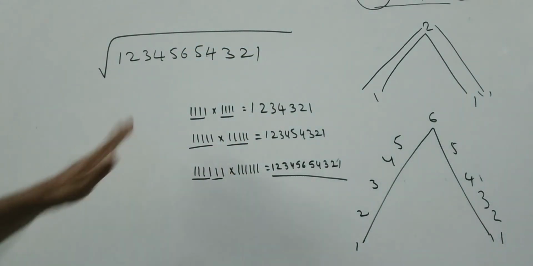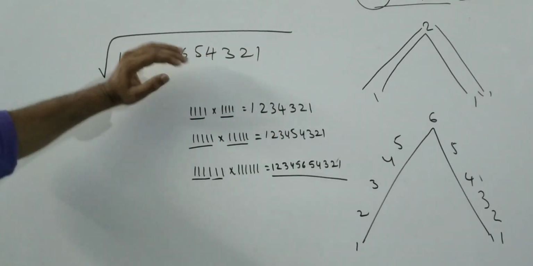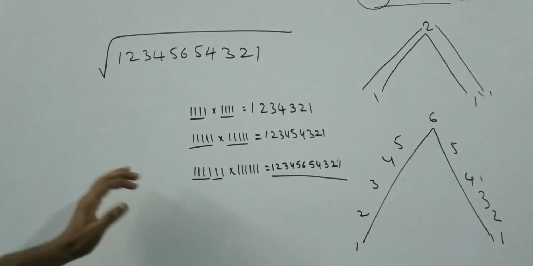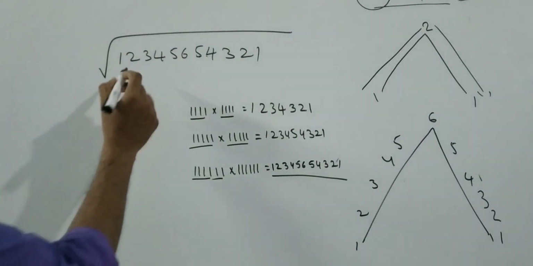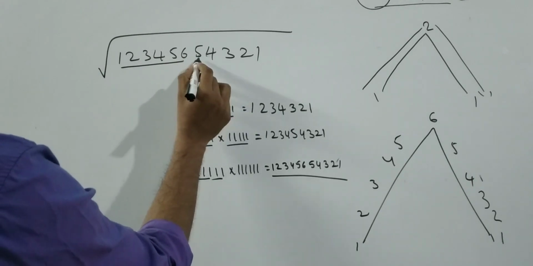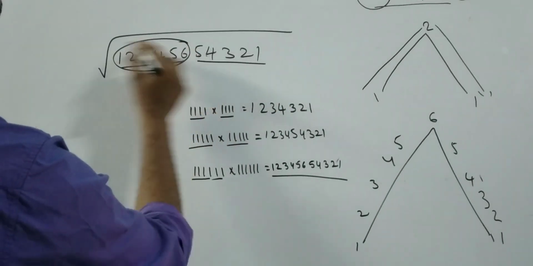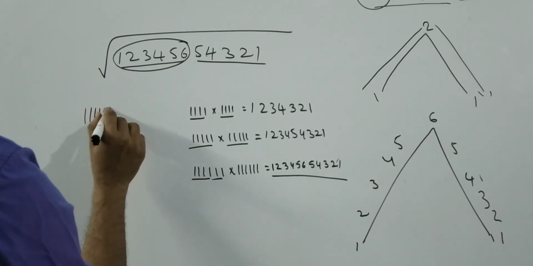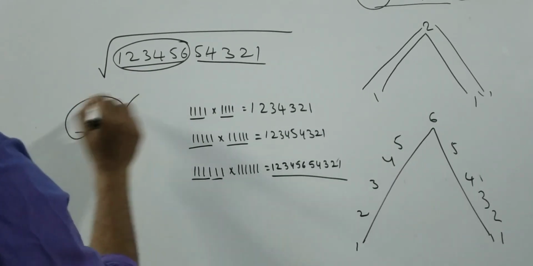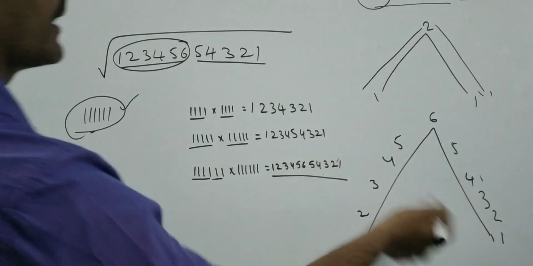See friends, if you don't know this technique, we cannot answer this problem. If you know this technique, easily we can get the answer. 1, 2, 3, 4, 5, 6, 5, 4, 3, 2, 1. Total how many numbers are there? 6 numbers are there. So 1, 1, 1, 1, 1, 1 is the number whose square root this is. Easily we can get the answer.